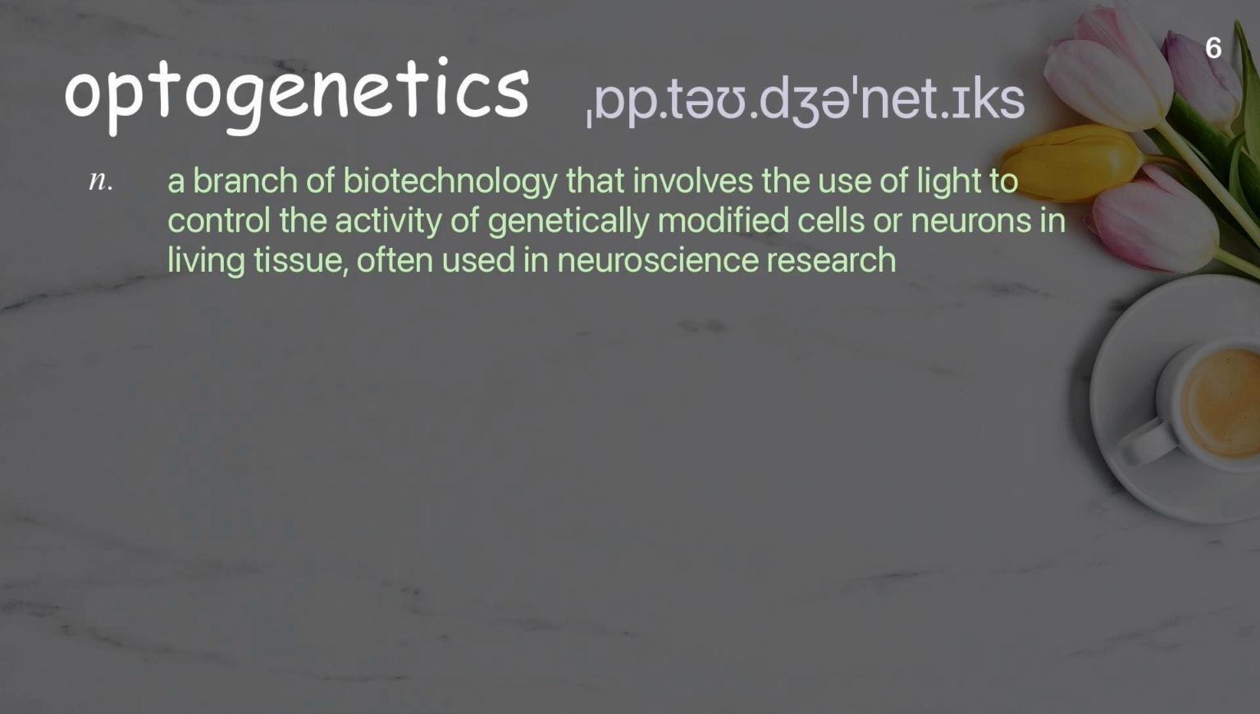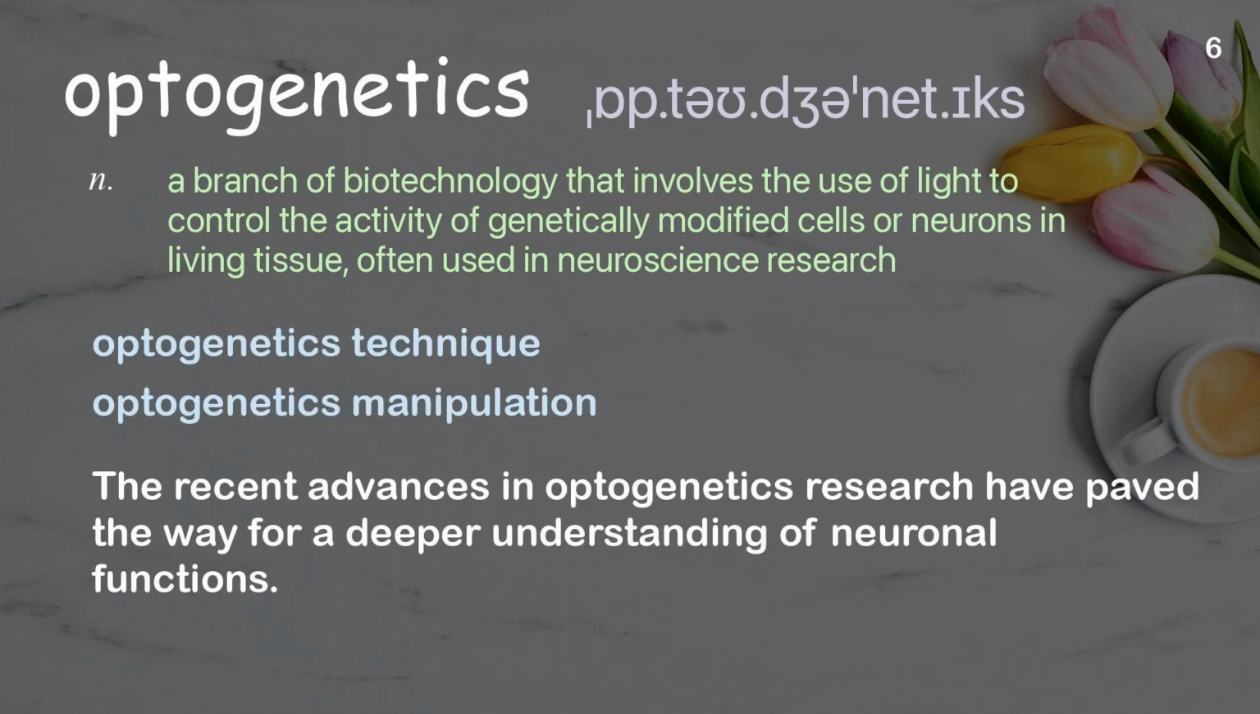Optogenetics. A branch of biotechnology that involves the use of light to control the activity of genetically modified cells or neurons in living tissue, often used in neuroscience research. Examples: optogenetics technique, optogenetics manipulation. The recent advances in optogenetics research have paved the way for a deeper understanding of neuronal functions.